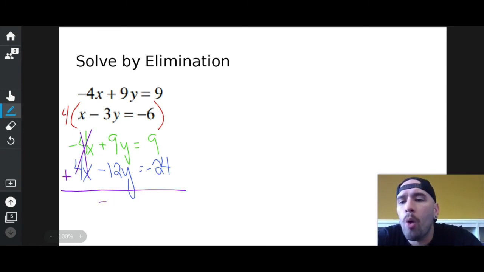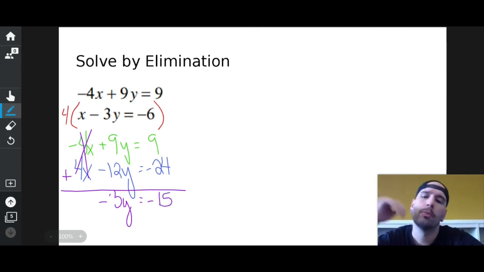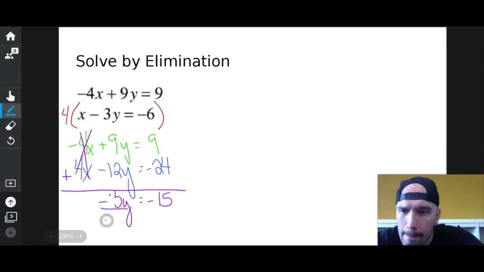9y minus 12y is -3y. 9 minus 24 is -15. Divide everything by -3. And y equals 5.